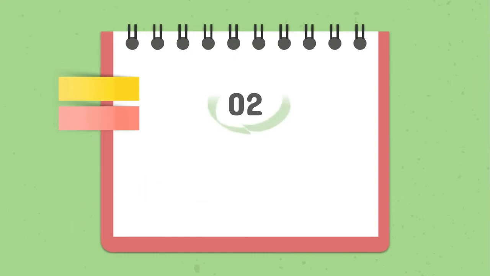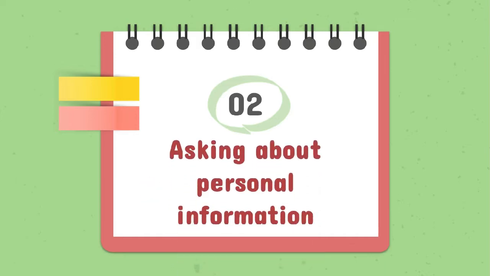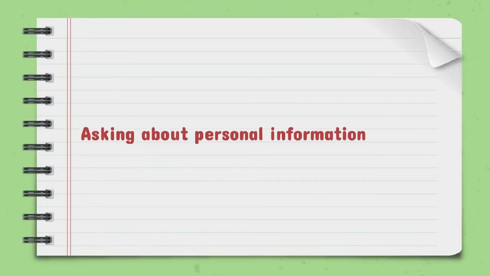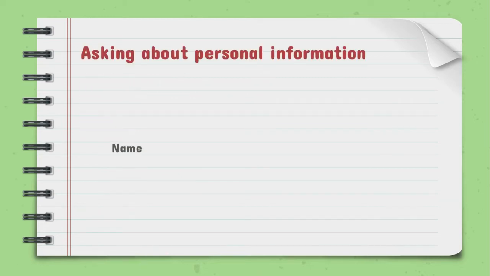Then, how to express asking for personal information to someone else. You can use these expressions or sentences to ask for personal information. Okay, number one. When you want to know about someone's name, you may say, what is your name? What should I call you? Or what can I call you?